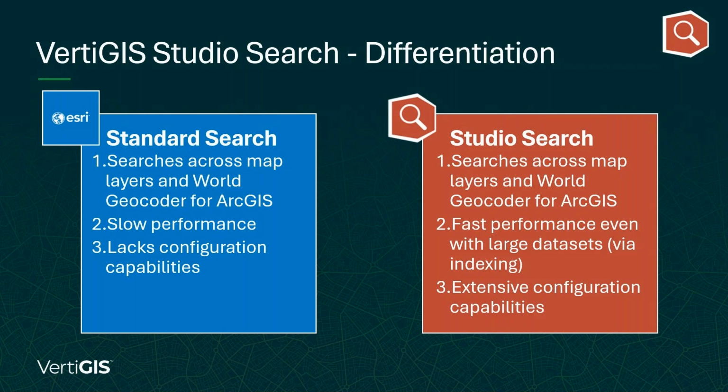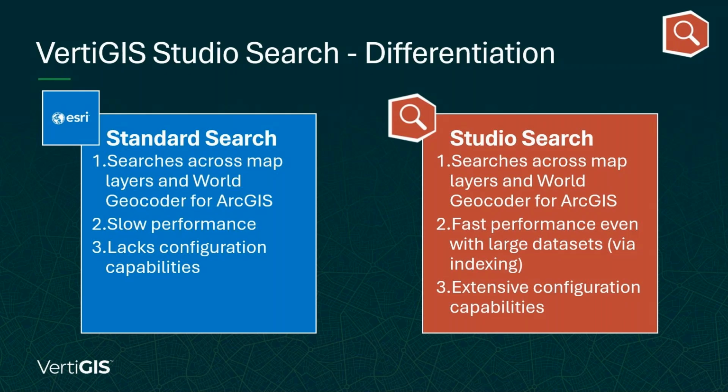In comparison, Studio Search has faster search performance, even with large data sets. So think thousands, tens of thousands of records, hundreds of thousands, even millions. And this is all through indexing. If you're unfamiliar with that concept, I encourage you to look that up. It's essentially a process that allows you to run the index service on your layers, and it makes it more efficient to search across. So you get that fast performance there.